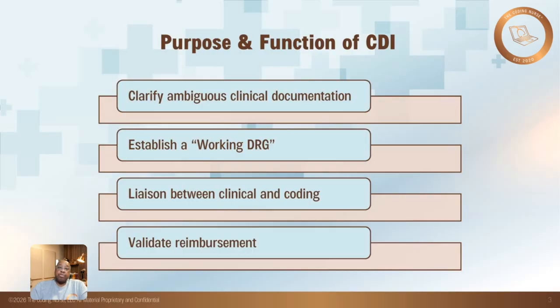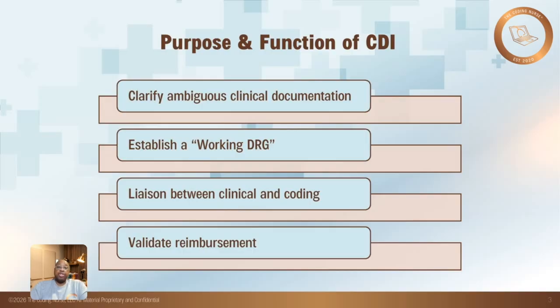Then lastly, your purpose and function is to validate reimbursement. Now, a lot of people think that it is CDI's job to optimize reimbursement. It is your job to validate. So whatever the medical record substantiates, that is what you are required to make sure it's clinically supported. So if you have a diagnosis, then did the diagnosis meet the criteria for it to be coded? And that includes clinical validation. So was there treatment? There's a whole number of things that go into clinical validation, but it is your job to validate the reimbursement.